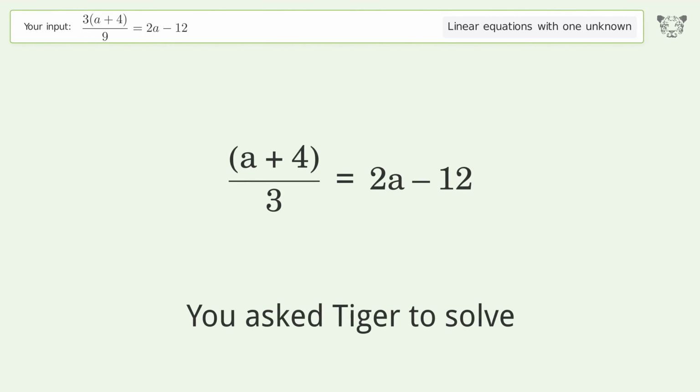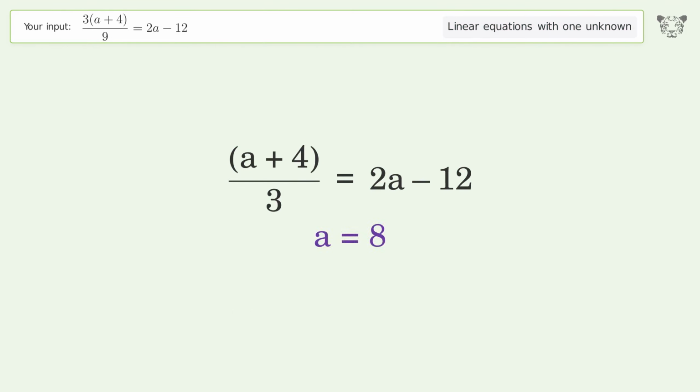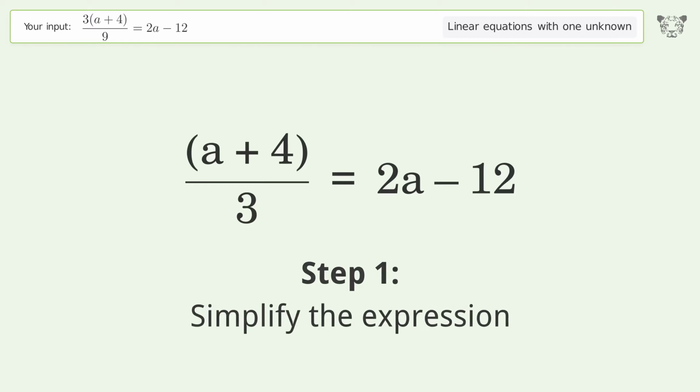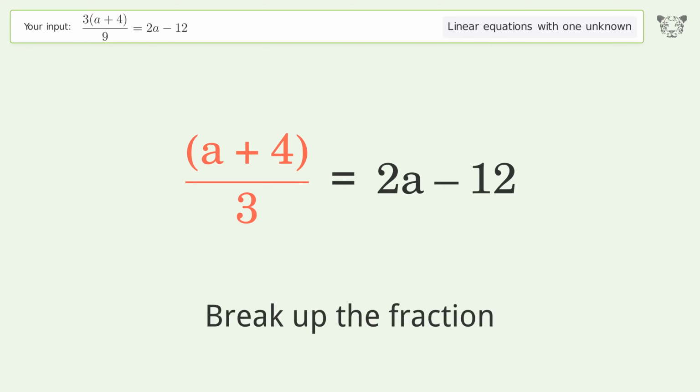You ask Tiger to solve. This deals with linear equations with one unknown. The final result is a equals 8. Let's solve it step by step. Simplify the expression. Break up the fraction.